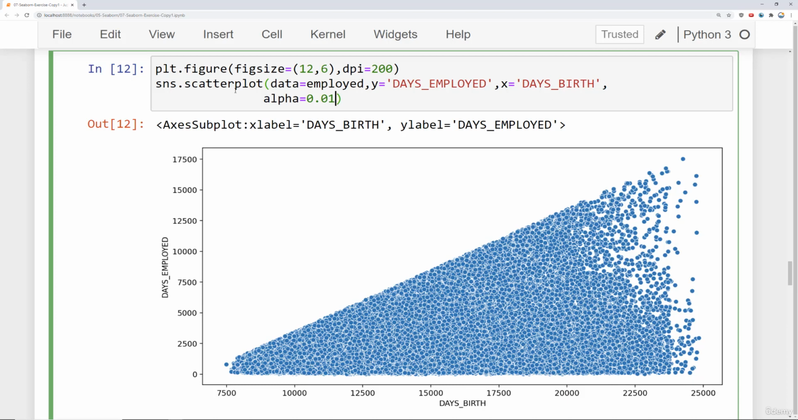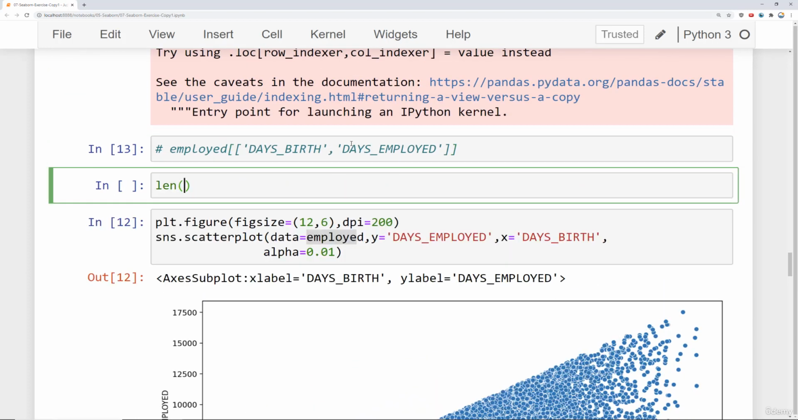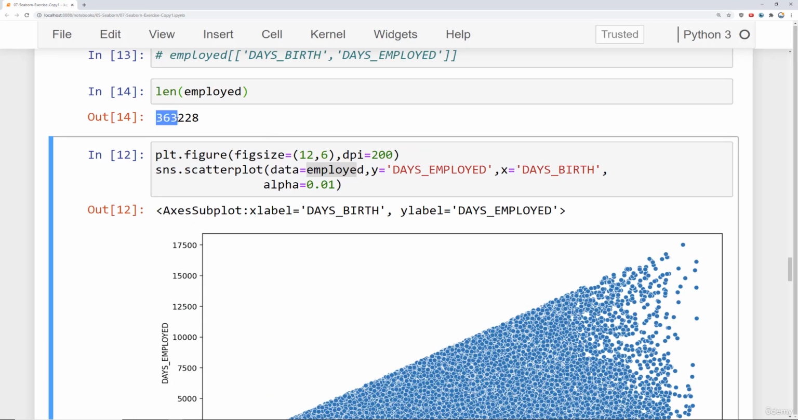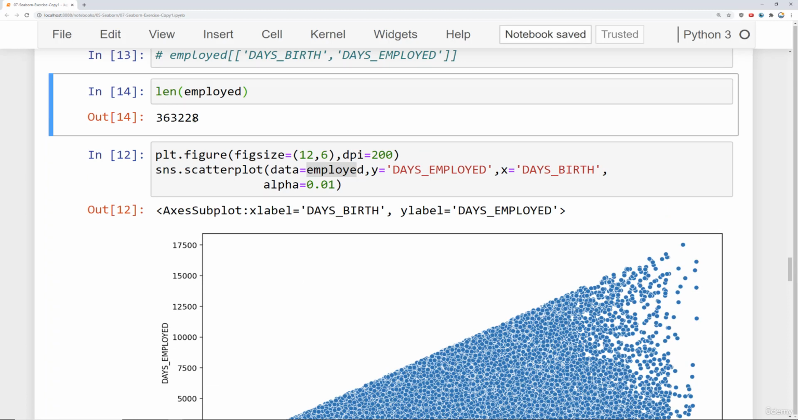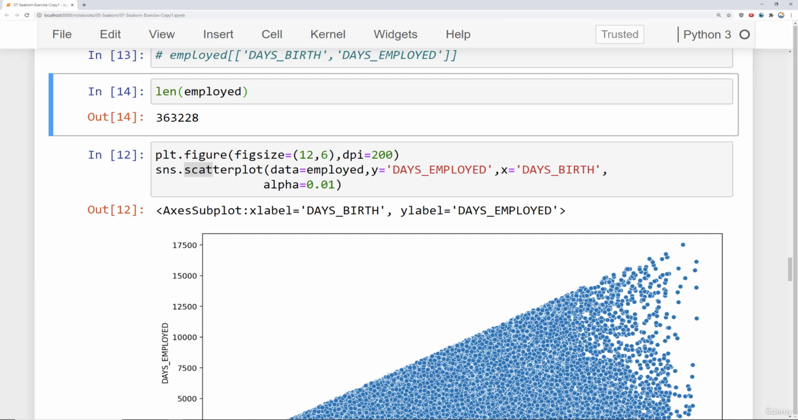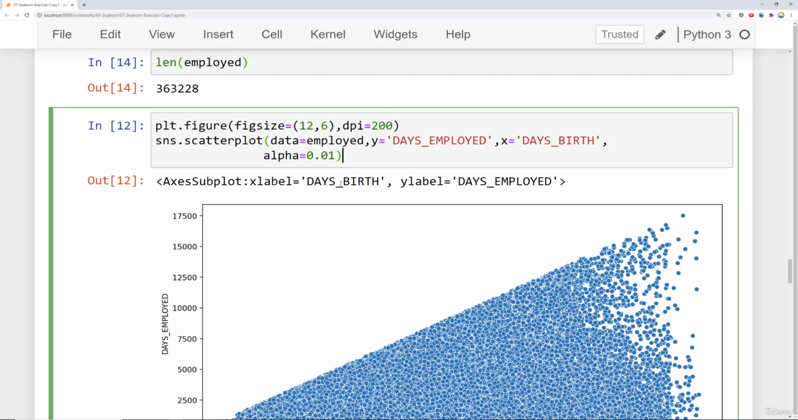And the alpha value you choose should probably be dependent on how many points you actually have, which you can check simply by saying, what's the length of my employee data frame. And if you look at this, you're actually plotting out 363,000 points, which sometimes may be a good indicator that you shouldn't use a scatter plot. Maybe you want to use something like a joint plot and use the hex plot or some sort of KDE plot to show this distribution.